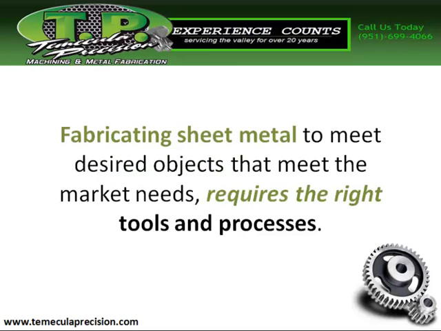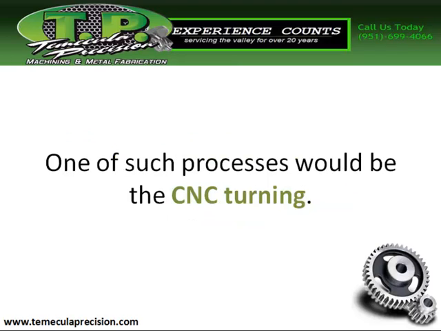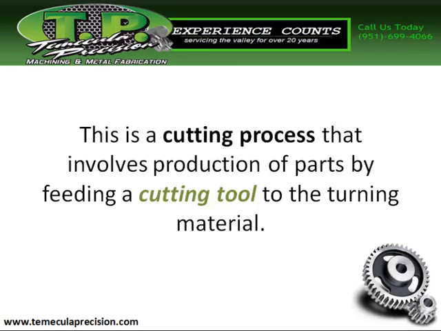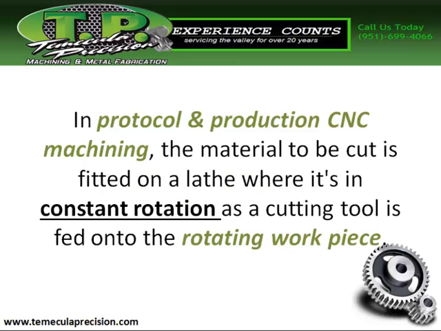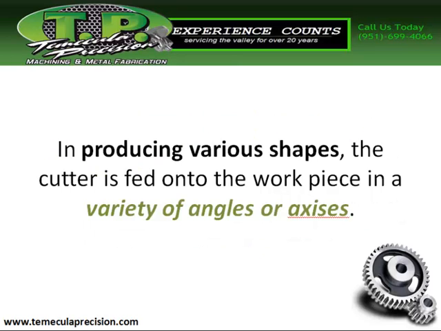Fabricating sheet metal to meet desired objects that meet the market needs requires the right tools and processes. One of such processes would be CNC turning. This is a cutting process that involves production of parts by feeding a cutting tool into the turning material. In prototype and production CNC machining, the material to be cut is fitted on a lathe where it is in constant rotation as a cutting tool is fed into the rotating workpiece. In producing various shapes, the cutter is fed into the workpiece in a variety of angles or axes.